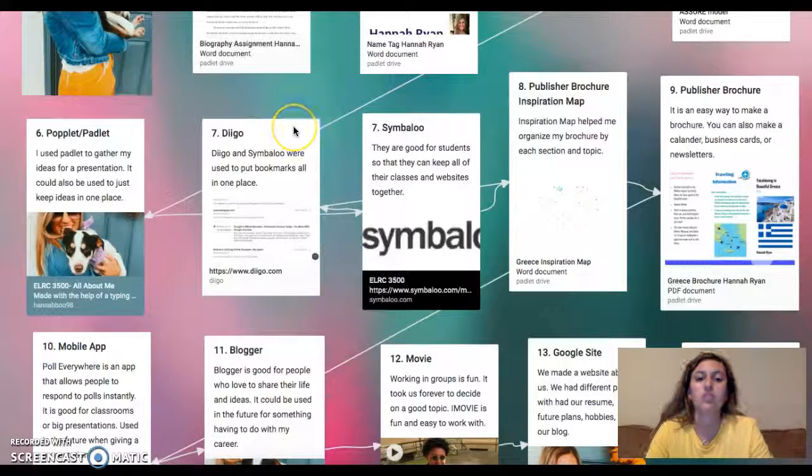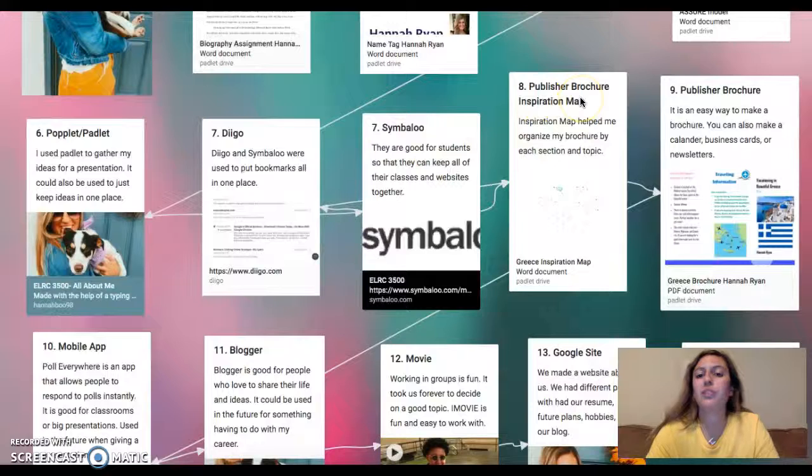Next, we used Diigo and Symbaloo, and these are websites that are used to help bookmark everything you use in one place. And I think these are good for students so that they can keep all of their classes and all of the websites that go along with those classes in one place so it's easier to find and more effective for them when they're doing their schoolwork and things like that.